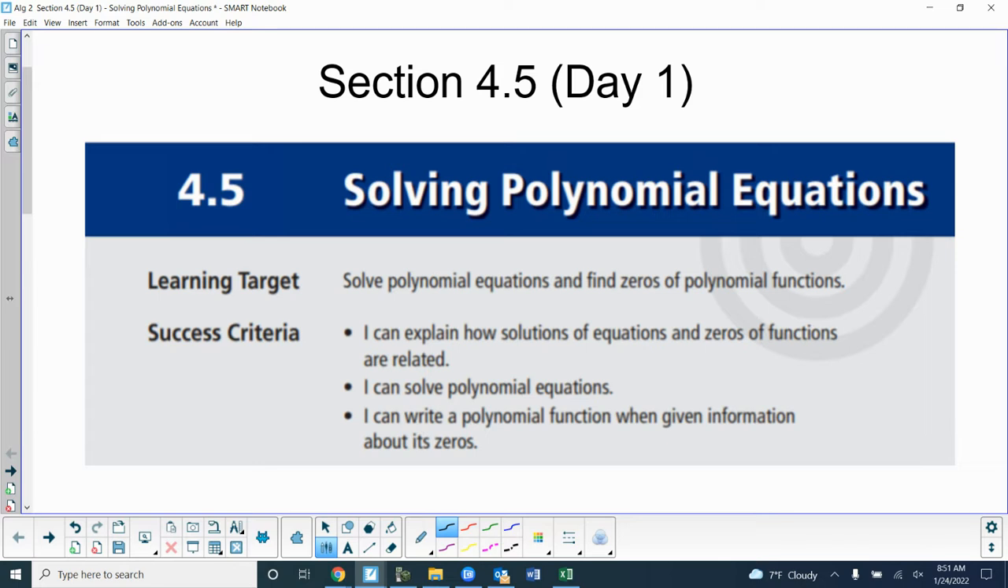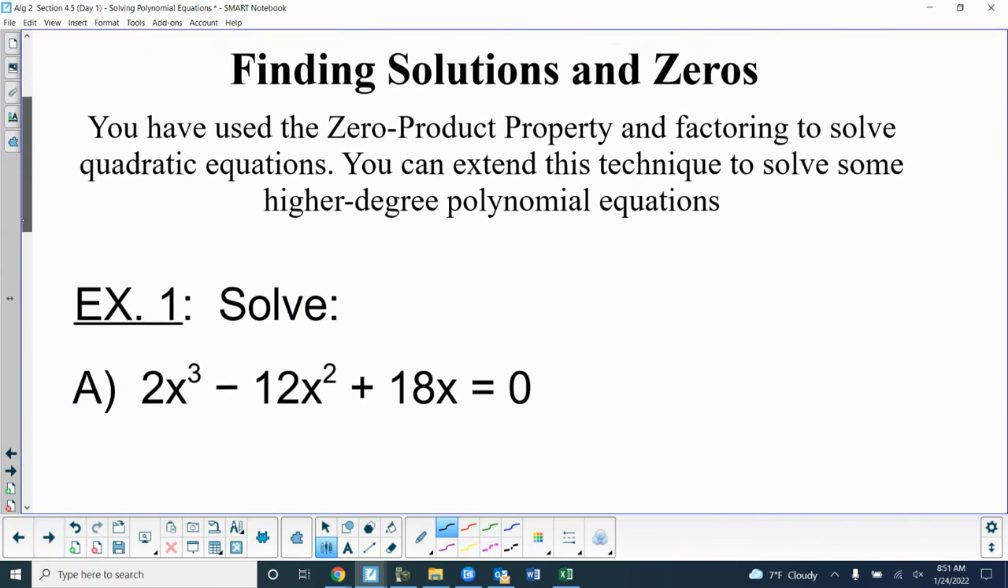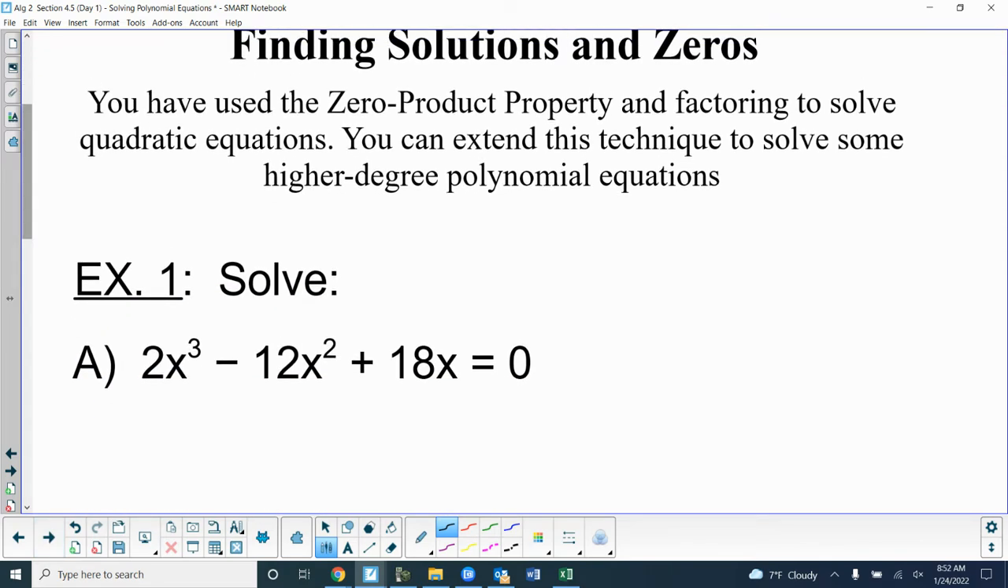Tomorrow, we're going to go backwards. They're going to give us the solutions, or the zeros, is what we call them, and then we're going to have to find the problem, the polynomial. All right, so it says you have used the zero product property in factoring to solve quadratic equations. You can extend this technique to solve some higher degree polynomial equations, okay?